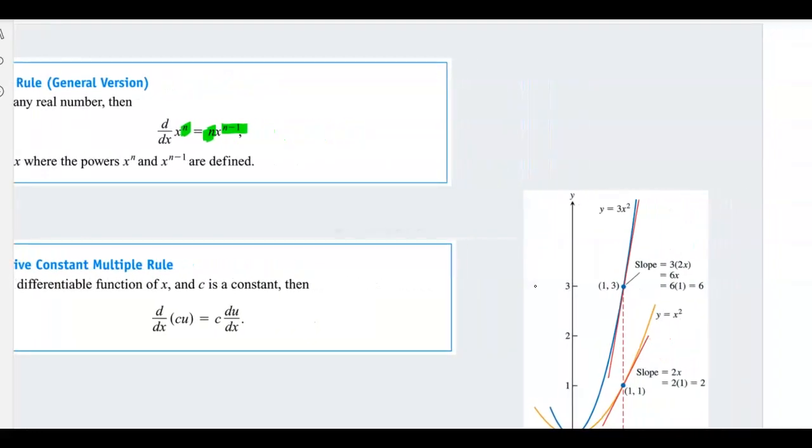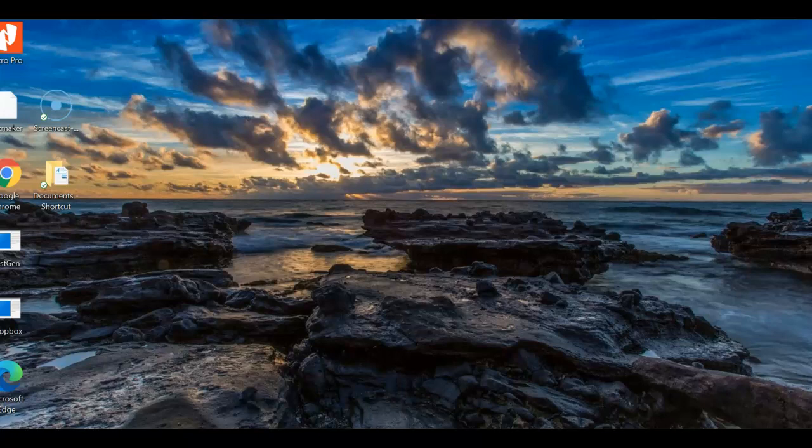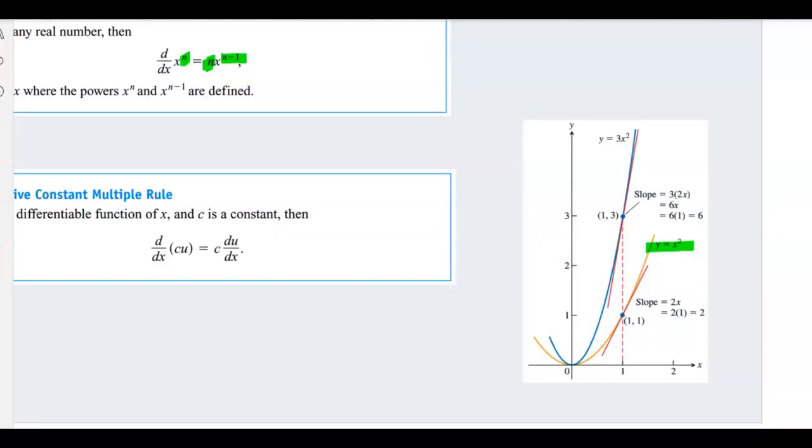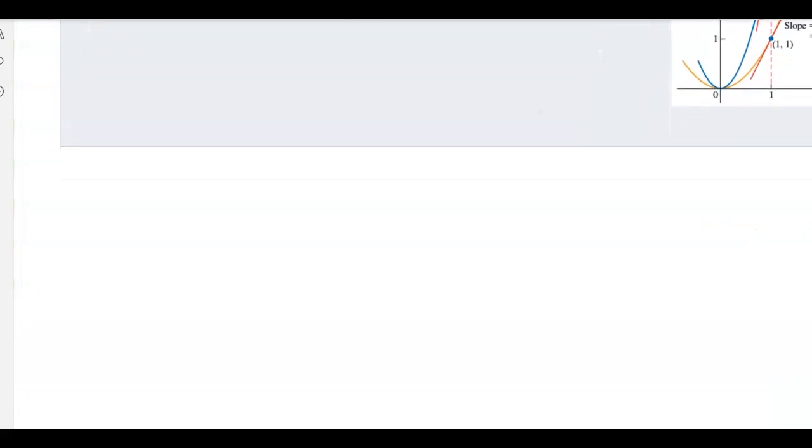So when we look at an example over here in this picture, if we started with, let's say, y equals x squared, the derivative of that would be 2x, bringing that 2 down into the front and then dropping the exponent down from a 2 to a 1. Let's show a proof of this power rule.